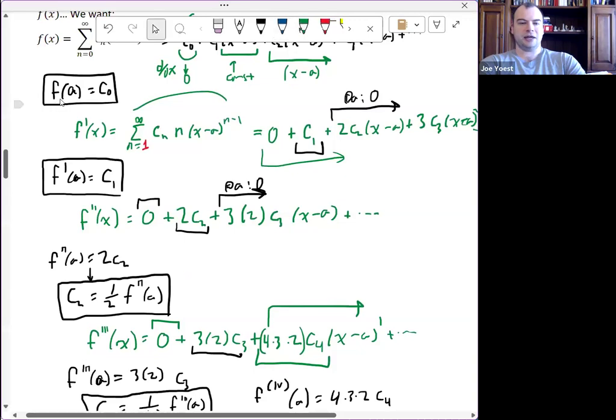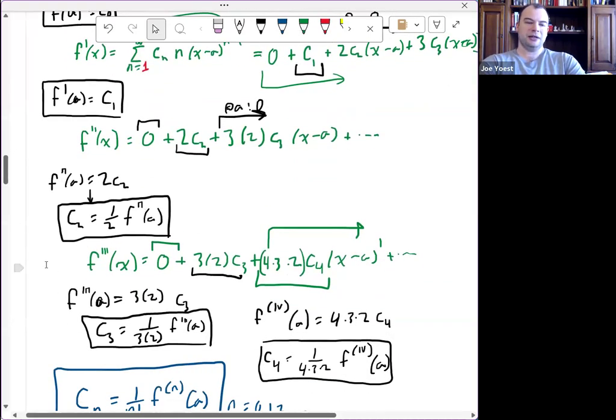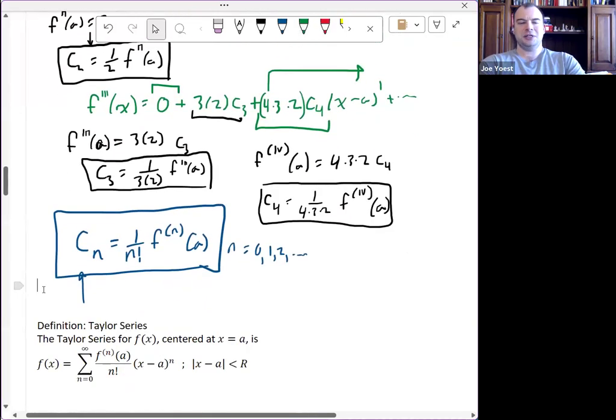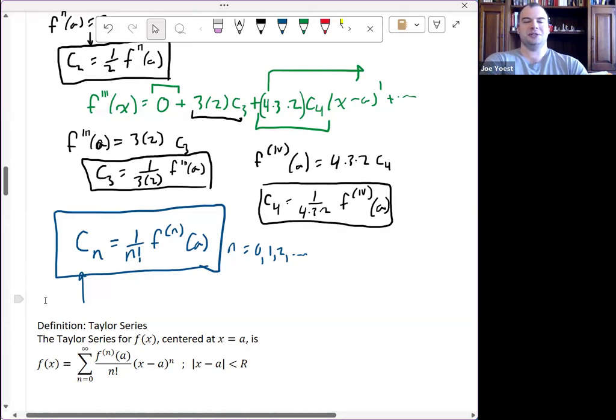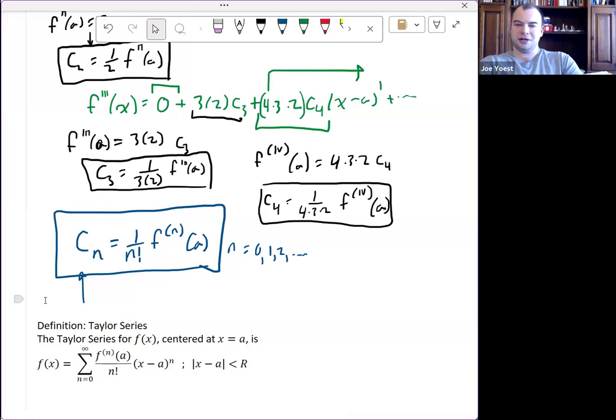C naught is f of a. What's the next possible C coefficient? Well, C1, f prime of a. What's the next possible one? It's C2, 1/2 f double prime of a. So it almost feels like cheating that we get uncountably infinitely much information for what seems like countably infinitely much work. I think that's just very interesting and shows you how strange infinities are.